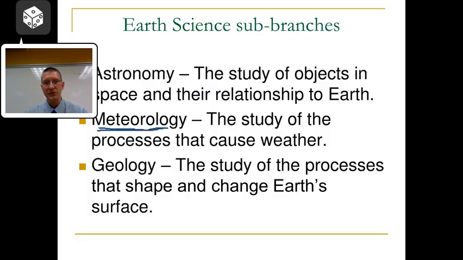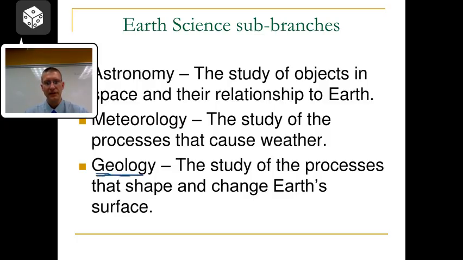Meteorology is a topic we'll get to pretty much right after Christmas break. Meteorology is the study of processes that cause weather. So we're going to look at Earth's atmosphere and what makes it up. We're going to look at weather phenomena, obviously severe weather systems like hurricanes and tornadoes. We're going to look at the different types of fronts, different cloud types, precipitation types, things of that nature.